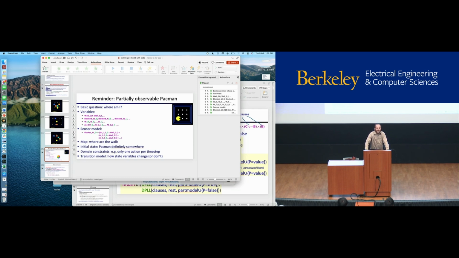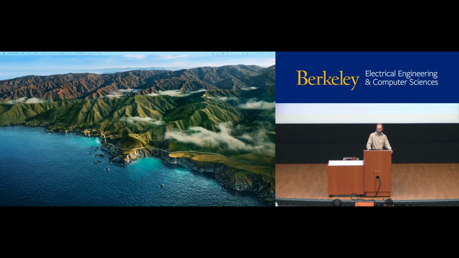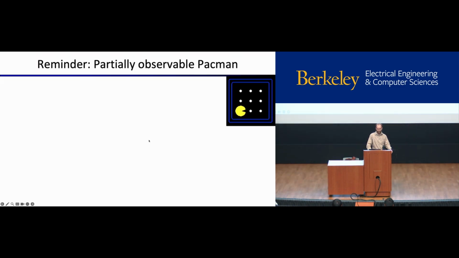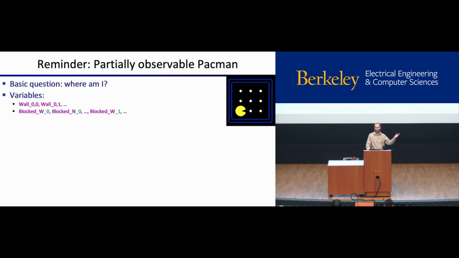But now a reminder about partially observable Pac-Man, which I talked about last time. One basic question that we might ask Pac-Man in partially observable Pac-Man is, where are you? So we have our variables: our wall variables, the blocked variables, whether he's blocked to the north at time 5, whether he's blocked to the west at time 2, which actions he took at which time, where he is at which time.